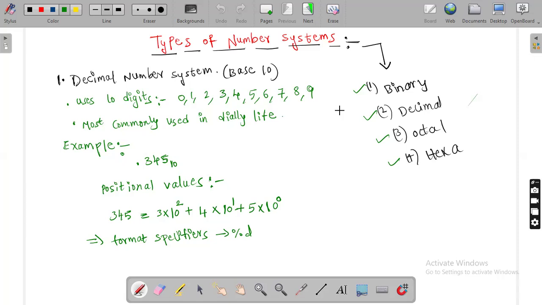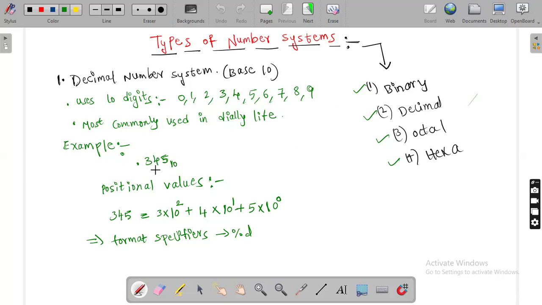The decimal number system has base 10 and it uses 10 digits. What are the 10 digits? 0 to 9, like 0, 1, 2, 3, 4, 5, 6, 7, 8, 9. In the decimal number system, we use a total of 10 digits. It is most commonly used in daily life. Whatever numbers you are taking, all the natural numbers are by default treated as decimal numbers. If I'm telling 5, what type of number is 5? It belongs to decimal. Let's see an example here.